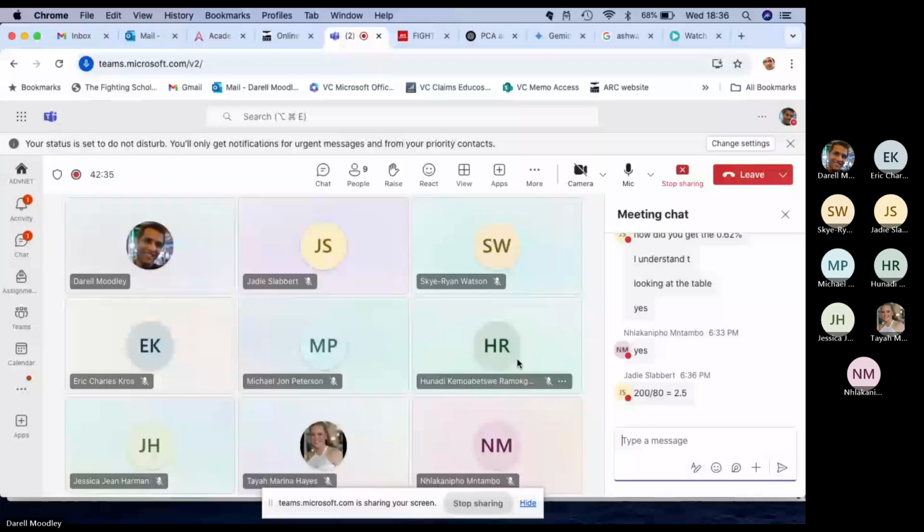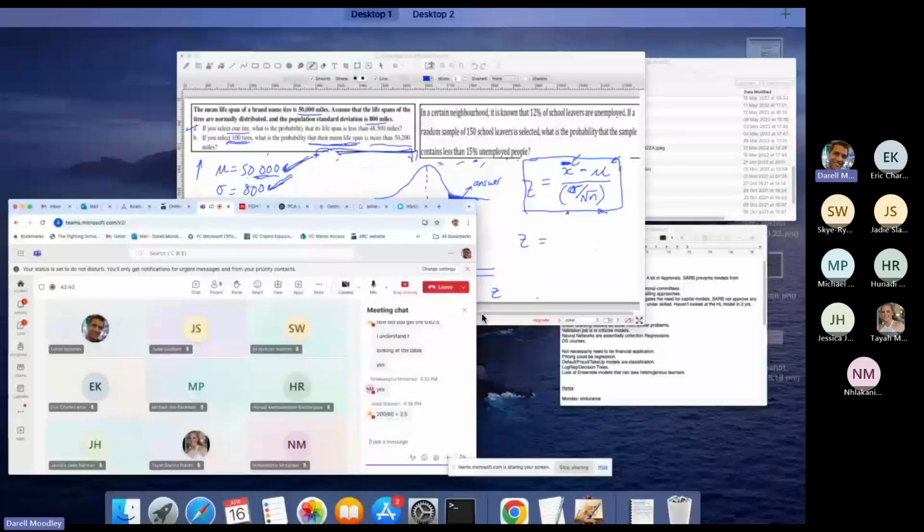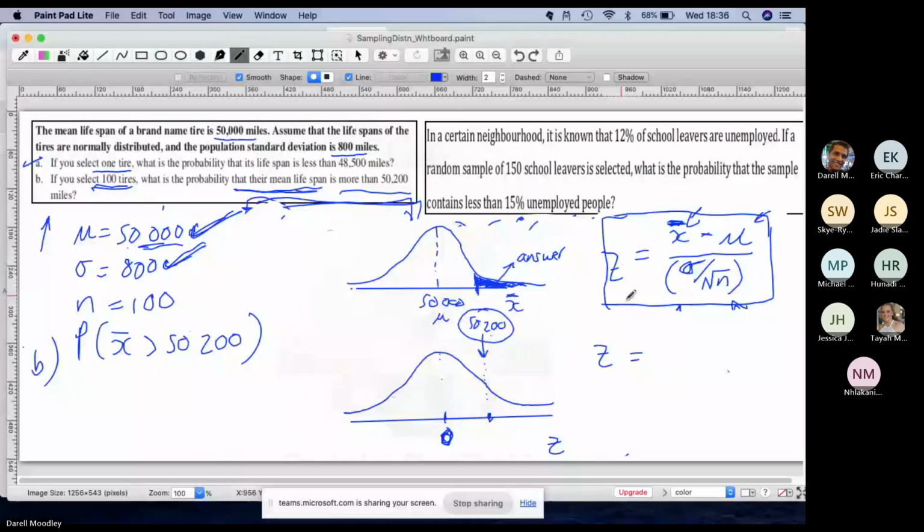Very good, Haley. Very good. Okay. You should get a value of 2.5. Okay, you put all the values into the equation and you get a Z value of 2.5. Okay, 2.5. So that means the equivalent of 50,200 for X bar is the same as Z being 2.5. So what we need to do is find the area on the right of this, because we're looking for the area on the right of it, remember? So we need to find this area here on the right of it. Okay, and if we do that, then that's the answer.